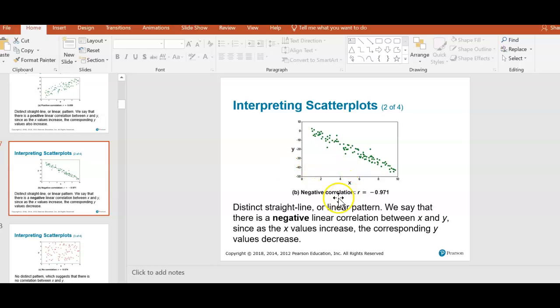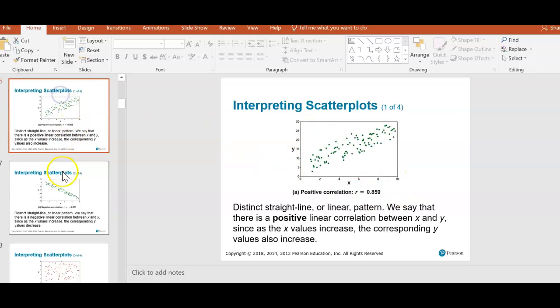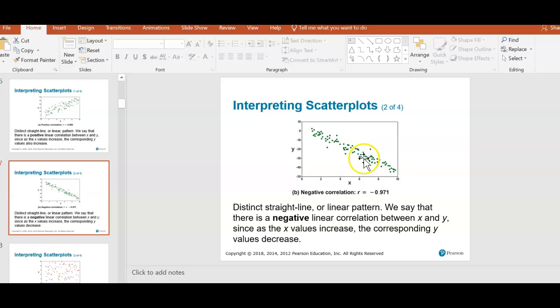Here's another one, negative correlation, negative 0.971. You can see that as the absolute value of that r gets closer to 1, these line up more into a line. These are a little more scattered. These are more lined up. This is a negative correlation because as x increases, y decreases.